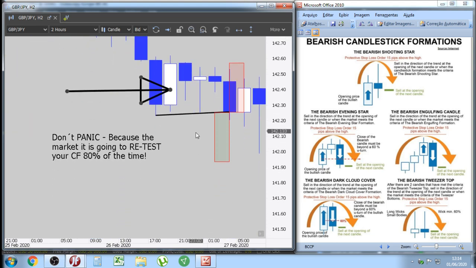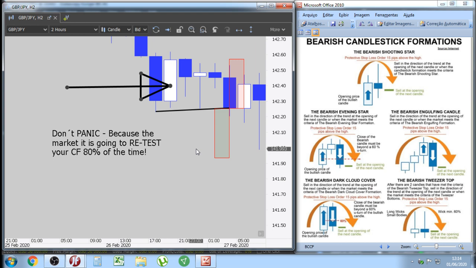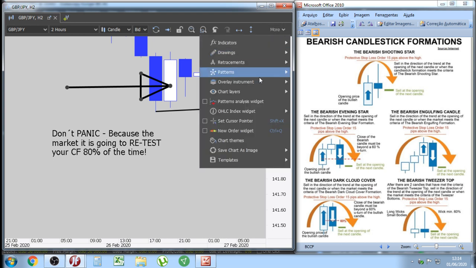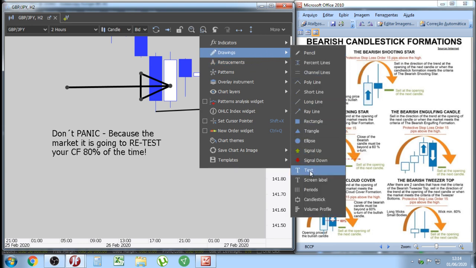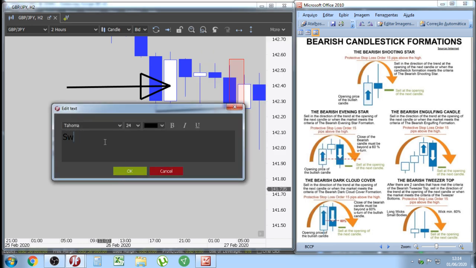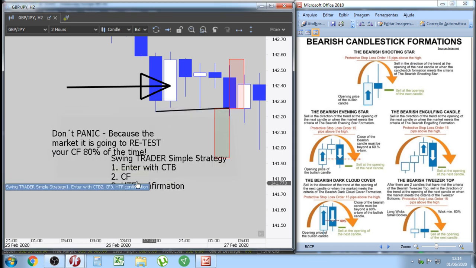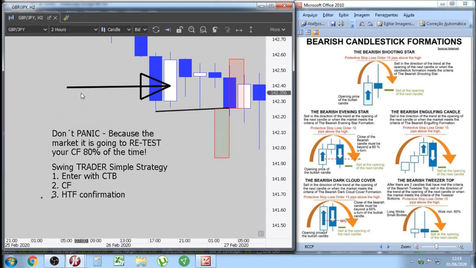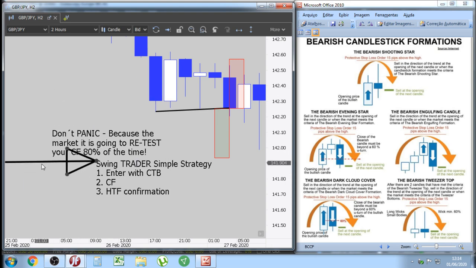Let's do this first, right? What's the challenge? The swing trader, everybody, now this is the difference I'm going to put again on the screen. Swing trader, simple strategy: enter with counter trend line break, candlestick formation, and higher time frame confirmation. Can you see, everybody, how the entry is going to be different?